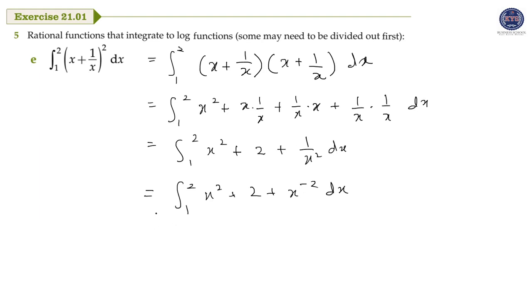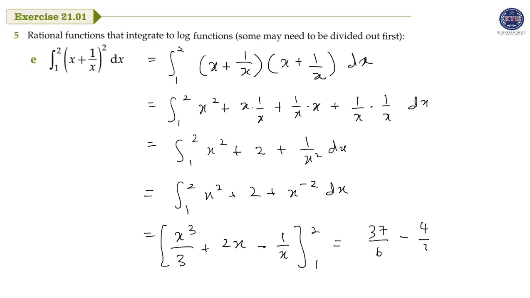Okay, so kat sini you boleh start integrate, which is you akan dapat ialah x cube over 3 plus 2x minus 1 over x from 1 to 2. So kalau you substitute, you akan dapat sini ialah 37 over 6 minus 4 over 3. I skip the step, tapi I believe you tahulah. Substitute je dia punya upper limit, lower limit. Therefore final answer will be 4 5 over 6, or in decimal 4.8333.